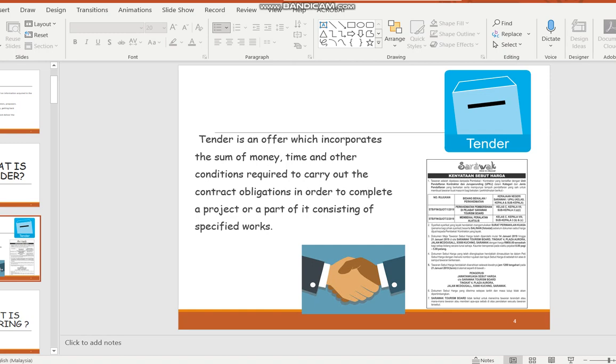And that's the so-called rights: the client's rights and responsibilities, and the contractor's rights and responsibilities. So that is what we do when it comes to making an offer.